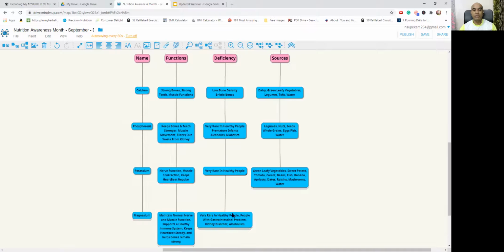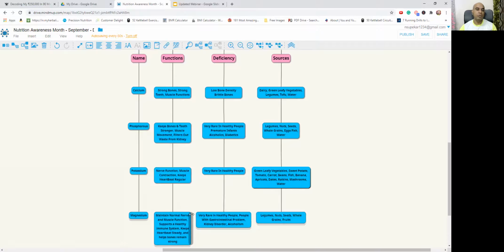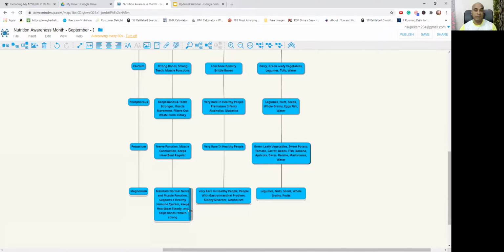Magnesium also plays a very important role. Magnesium has multiple functions. The main function of magnesium is to maintain normal nerve functions as well as muscle functions. Muscle functions as in muscle contraction, muscle expansion, or the movements of our body that happen because of muscle movement. So magnesium plays a very important role in keeping nerve and muscle functions proper.